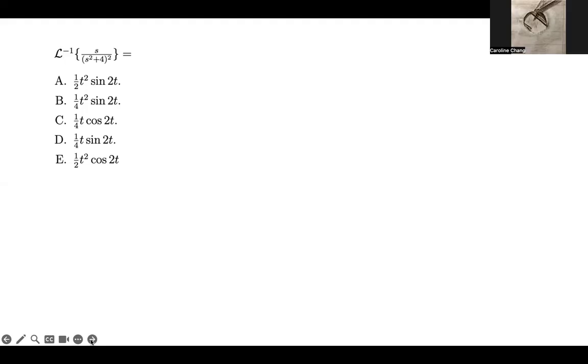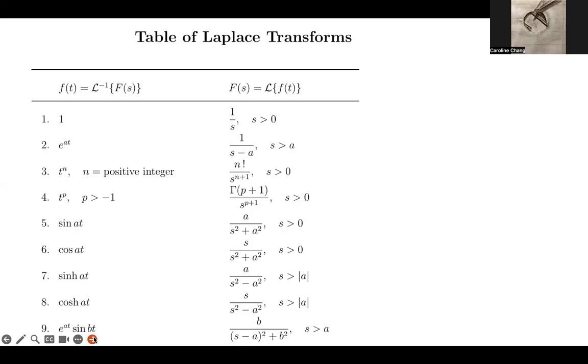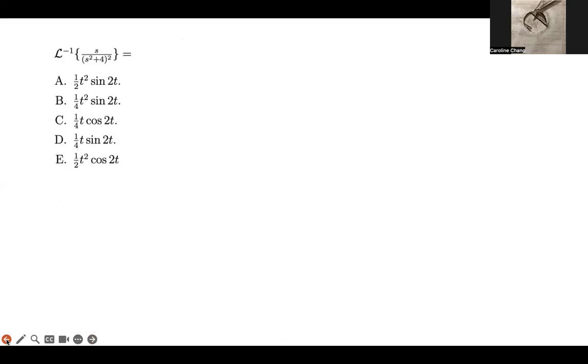So as we can see, we have our Laplace table over here. And the goal in this particular problem is to express this function, s over (s squared plus 4) altogether squared, as a derivative of some other known function. As we see, because the form looks like it's a derivative of some known function.